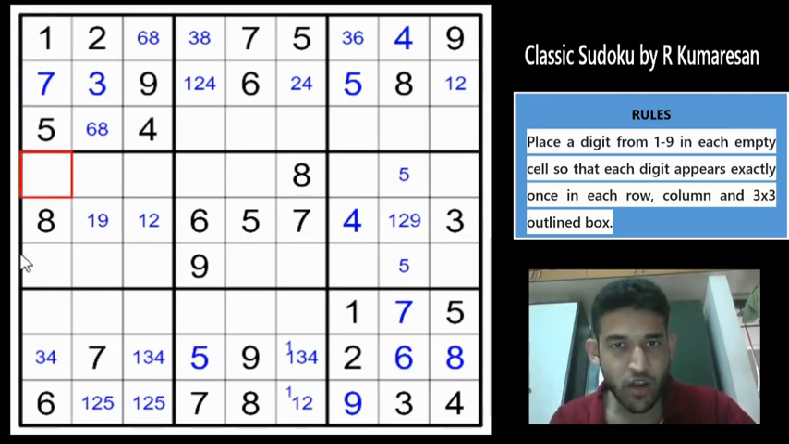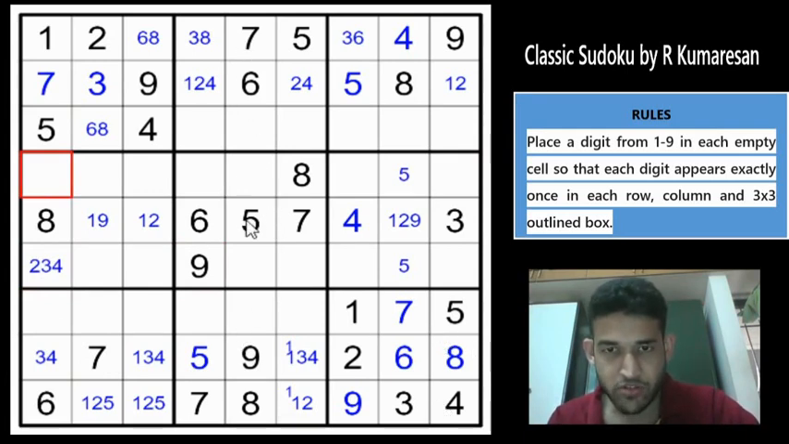So let us look at column 1. 1, 5, 7, 6, 8. Remaining digits are 2, 3, 4, 9. Your 9 is here, so this is 2, 3, 4. So 9 must be in one of these 2 cells. Both these cells have 4 candidates. So let us restrict writing the digits for now.